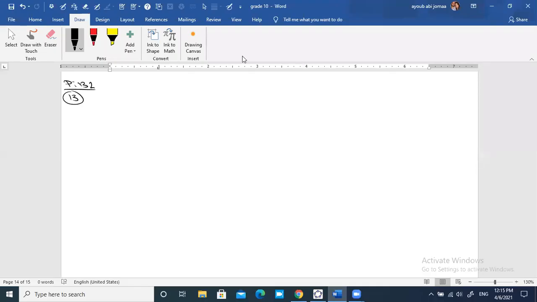ABCD is a trapezoid. M is the midpoint of AB. N is the midpoint of CD. And E is the meeting point of AC and BD.